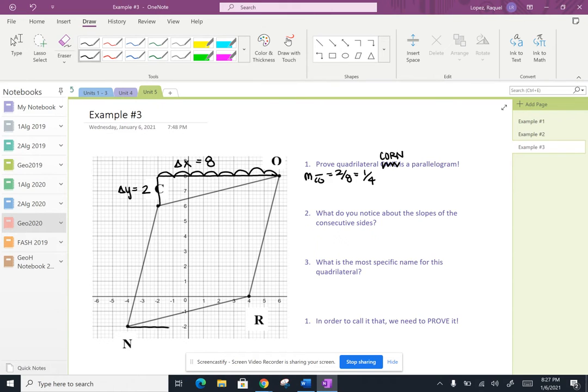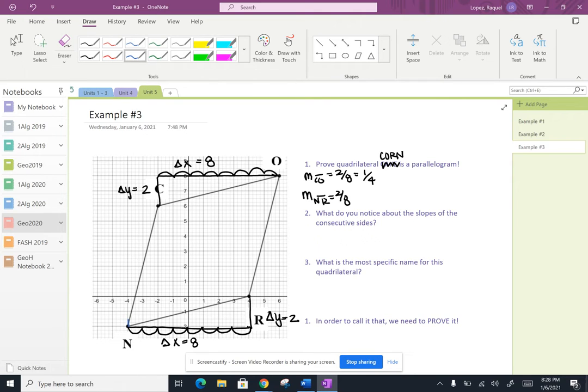Okay, now let's check the slope of NR. So slope of segment NR. And my change in y looks like it's going to be 2 again. That's an ugly 2. There we go, 2. And I'm just going to go ahead and guess that my change in x is also going to be 8. So my change in y was 2. Let's double check my change in x. 1, 2, 3, 4, 5, 6, 7, 8. And we were correct. So our change in x is 8. Alrighty, let's go ahead and check the other sides.